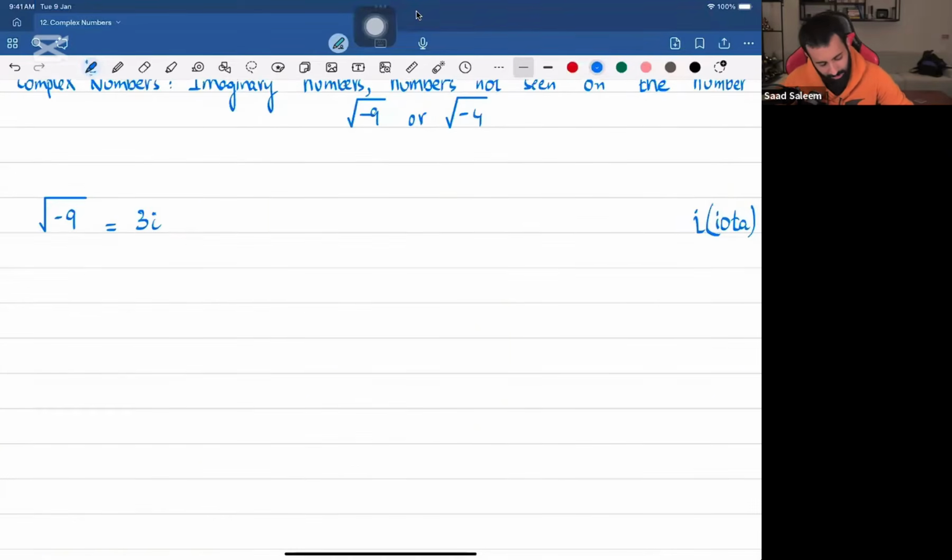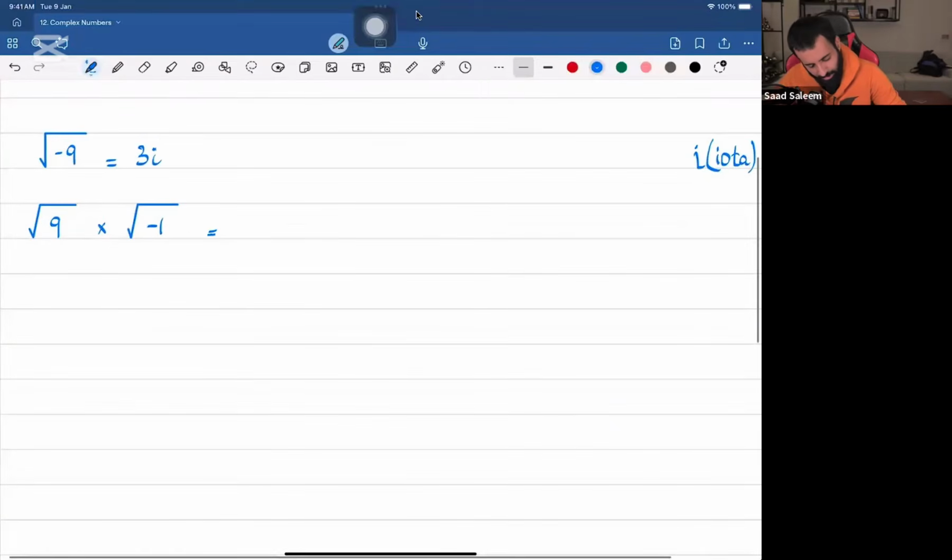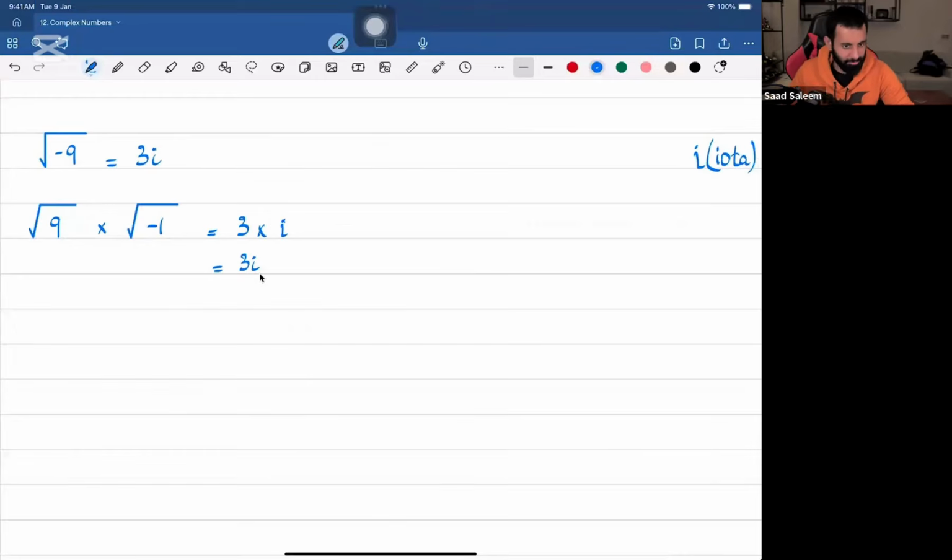And what's the reason behind that? The reason is this. Root -9 can be written as the square root of 9 times the square root of -1. Which means that this becomes 3 into iota, and therefore it's equal to 3 iota. Okay, so that's the reason.